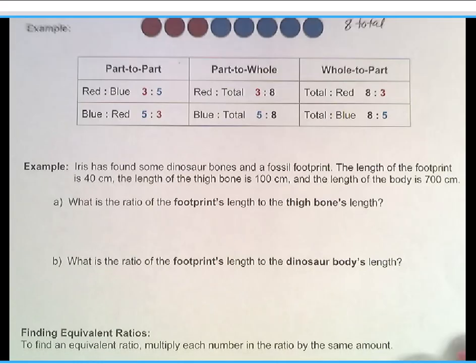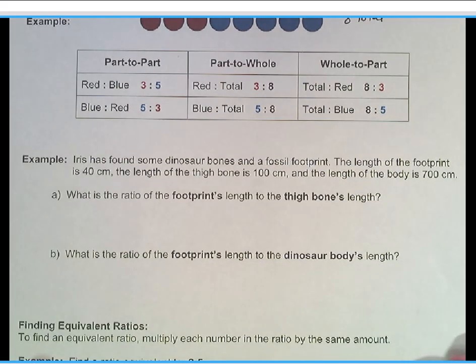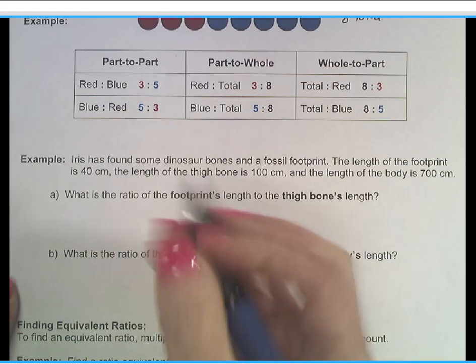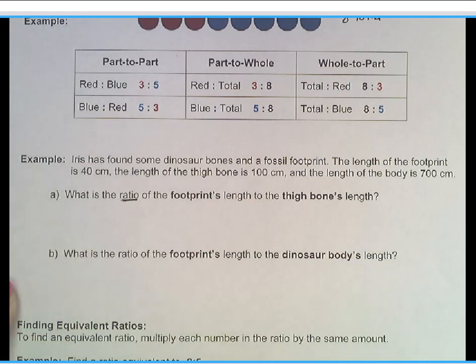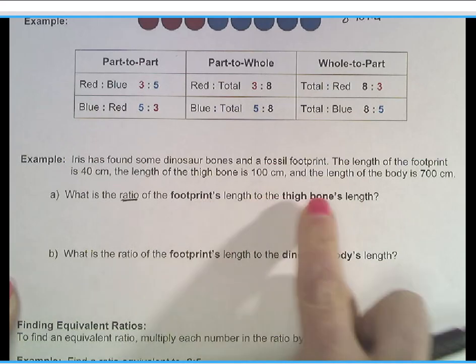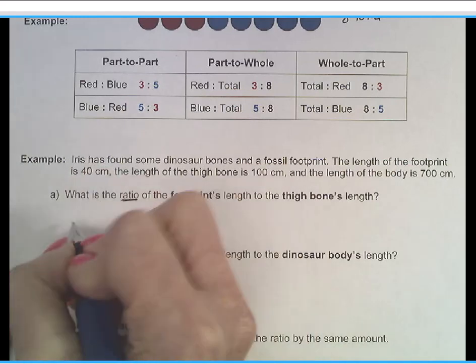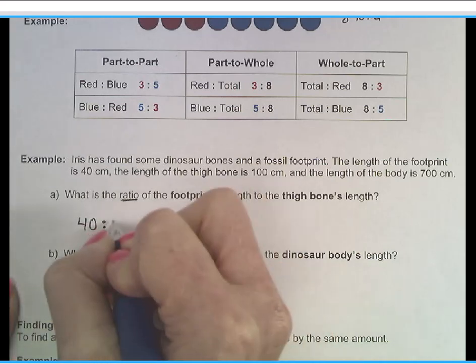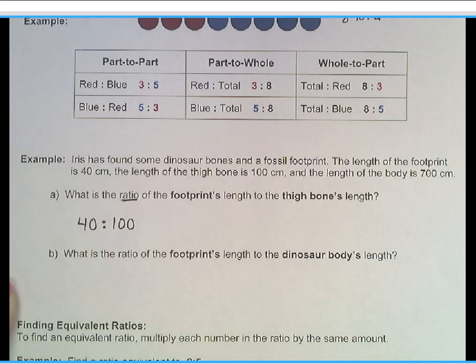So let's try an example here. Iris has found some dinosaur bones and a fossil footprint. The length of the footprint is 40 centimeters. The length of the thigh bone is 100 centimeters. And the length of the body is 700 centimeters. So what is the ratio of footprint length to thigh bone? So footprint to thigh bone. So the footprint is 40. The thigh bone is 100. So we would say 40 to 100. Or you could write it as 40 divided by 100.